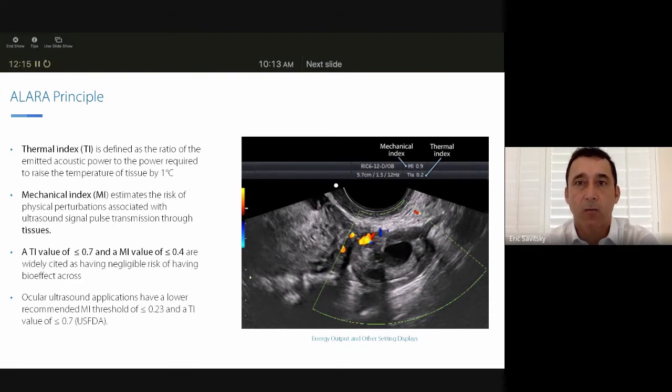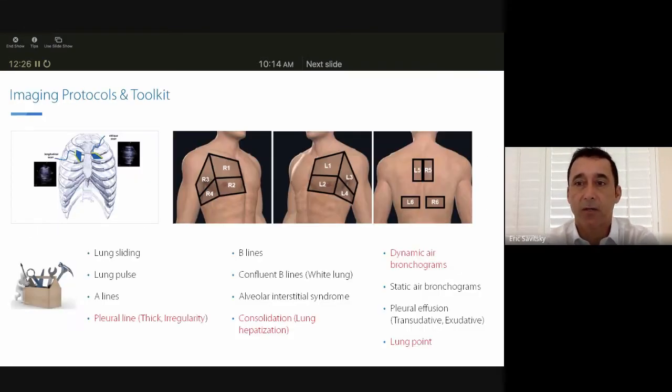So it's just important to be aware of that, especially when you're doing Doppler applications, ocular applications, OB, especially early stage OB applications, just to be aware of that and make sure you follow your presets. They're there for a reason.